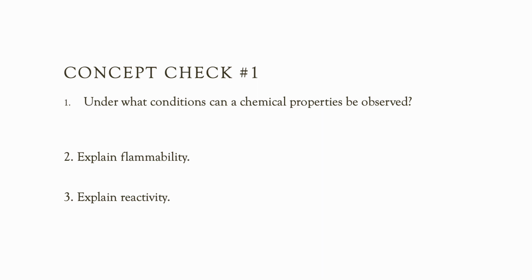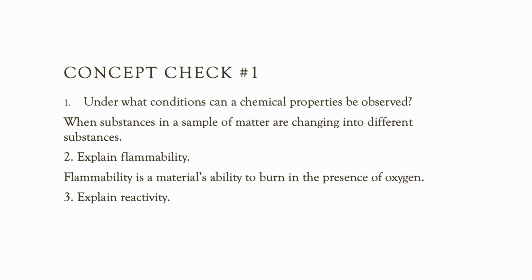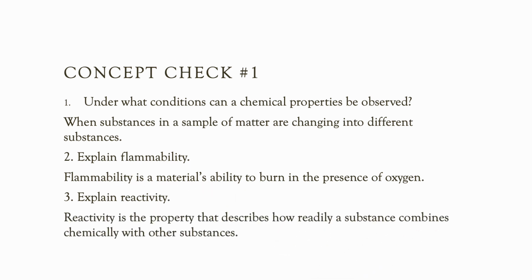Question 1. Under what conditions can a chemical property be observed? When substances in a sample of matter are changing into different substances. Explain flammability. Flammability is a material's ability to burn in the presence of oxygen. Explain reactivity. Reactivity is the property that describes how readily a substance combines chemically with other substances.